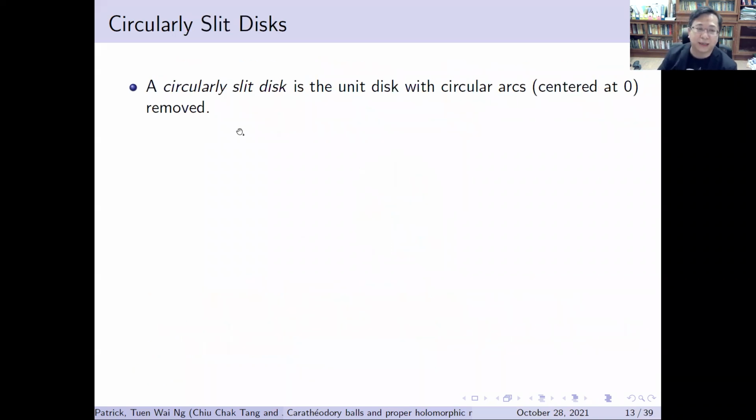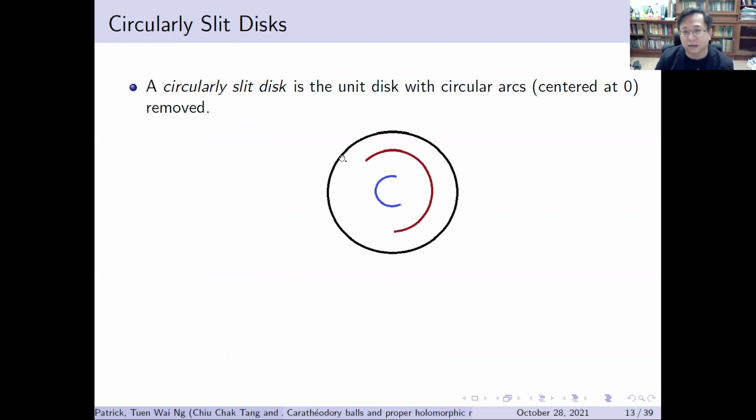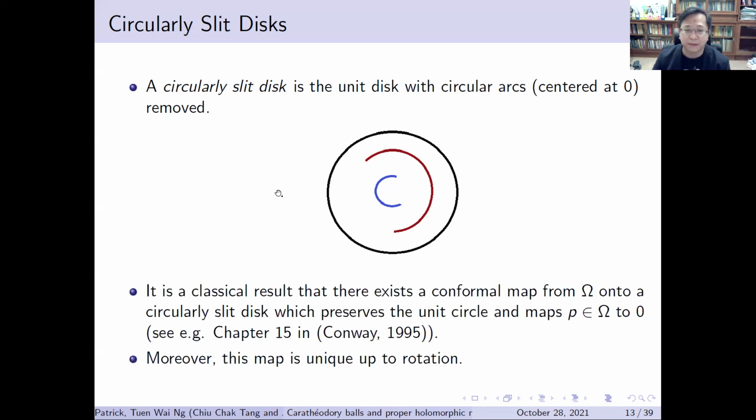Now we also need to look at another type of domain, which is called a circularly slit domain. Here is the definition of it. Again, we take the standard unit disk, and then we remove some circular arcs. All these circular arcs have center at the origin. The resulting domain will be called a circularly slit domain. And there's a classical result saying that there exists a conformal map from the circular domain to this kind of circularly slit domain, up to a rotation.